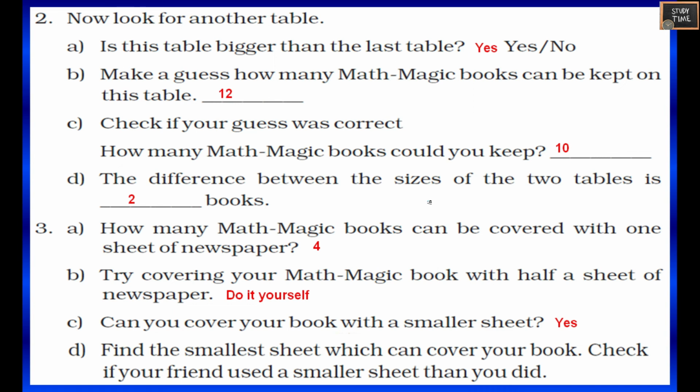This answer depends purely upon the sheet of newspaper. You have to know the size of your newspaper sheet and the math magic book. It can be 4, or it can be 2, or it can be 1. It depends upon the sheet of newspaper. So this answer can also vary based on the sheet of newspaper. You have to answer this question by having a newspaper and your math magic book.